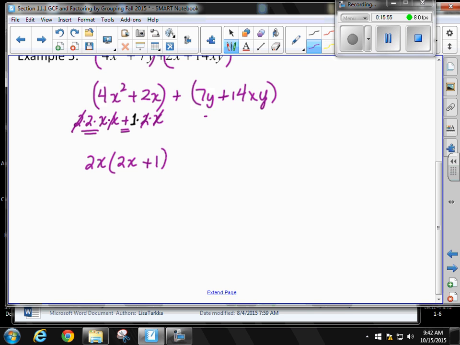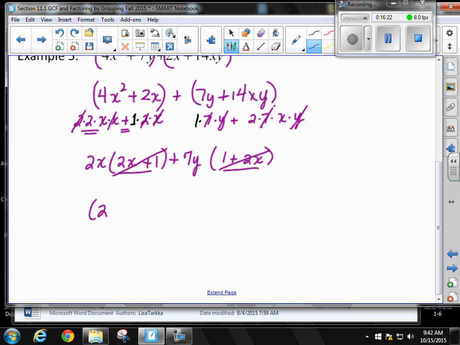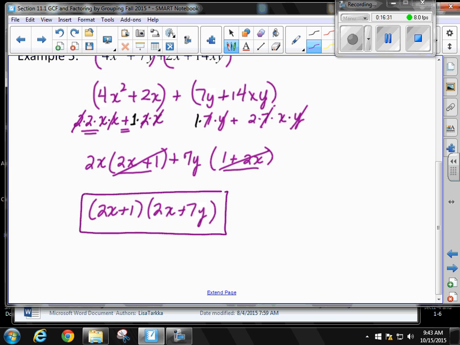7y plus 14xy, this is 7 times y, and 14 is 2 times 7, and I have an x and a y. Again, I'm crossing out the 7 y's. Those are my common factors. And in parentheses, if there's nothing left, we're going to leave a factor of 1. So 1 plus 2x. And again, these are in a different order, but they are the same amount. So 2x plus 1 is our common factor, and what's left is 2x plus 7y. And that concludes our video on greatest common factor and factoring by grouping.